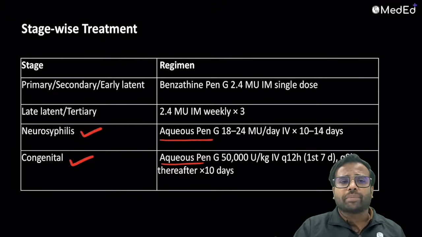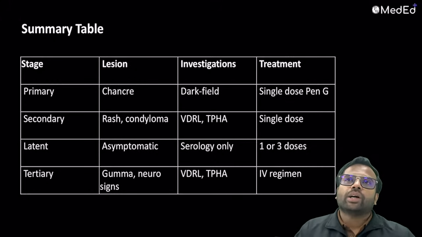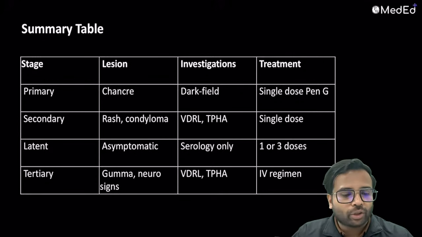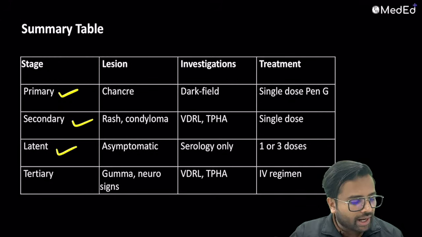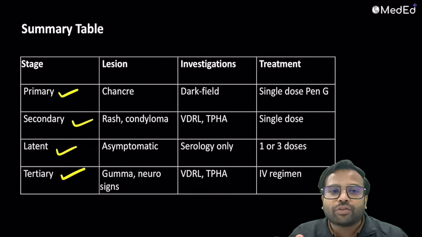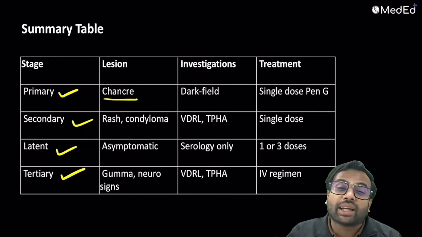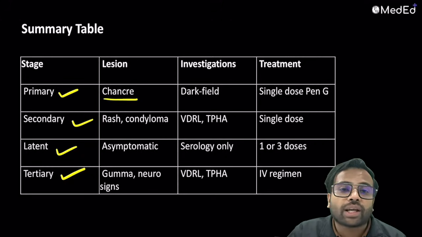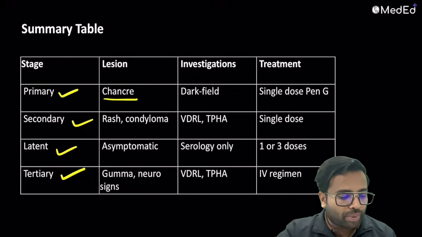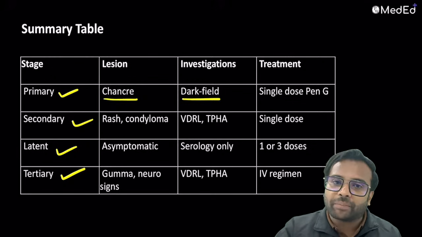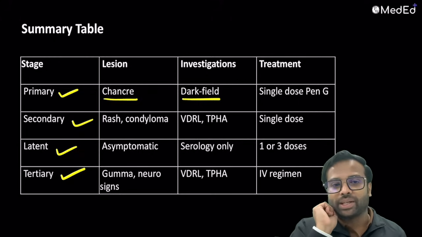So that is about the treatment and stage-wise treatment. To have a very quick summary, we know that syphilis can be divided into primary, secondary, latent or tertiary. These are the various stages. In primary syphilis, we know that the patient will present with a genital ulcer disease, which is usually called a chancre. Whenever there is a chancre, you will do a dark field microscopy from the site of the ulcer, and once it is positive, we treat the patient with benzathine penicillin.